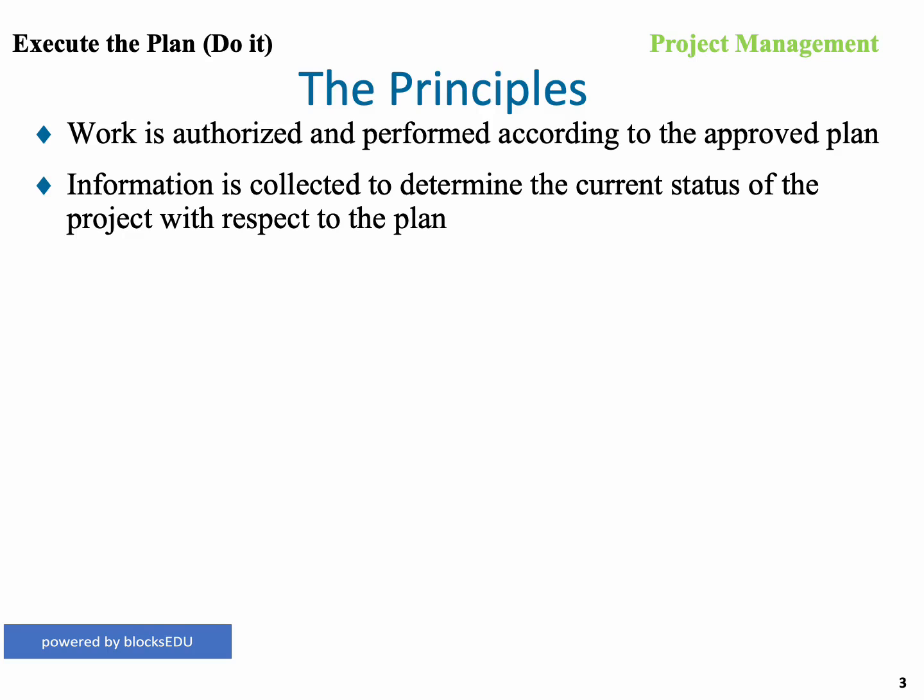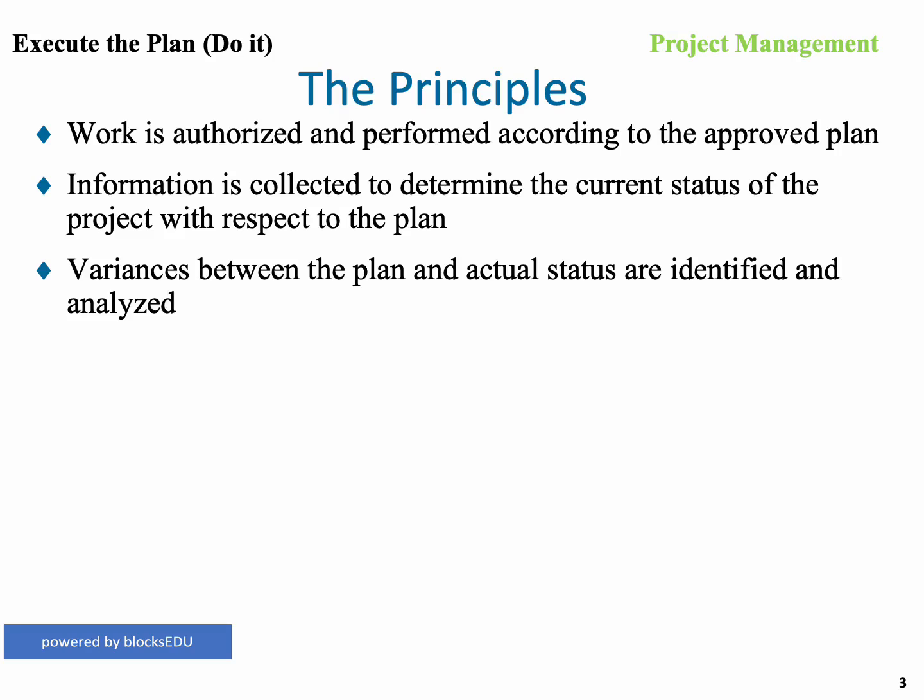So you should have some sort of system, whether it's an information system or a manual system, where people actually inform you of what work they are planned to achieve and what they've actually achieved. Variances between the plan and actual statuses are identified and analyzed. So basically we collect the information, we know what we said we're going to do, we know what we actually did, and we analyze those two things to see if there's any corrective action that we can take.